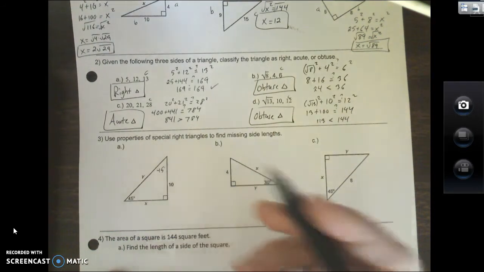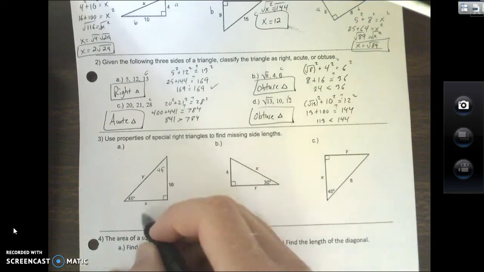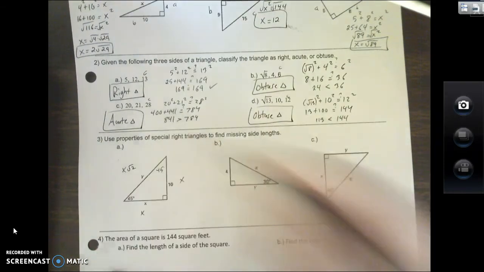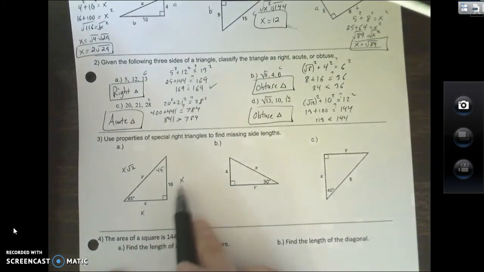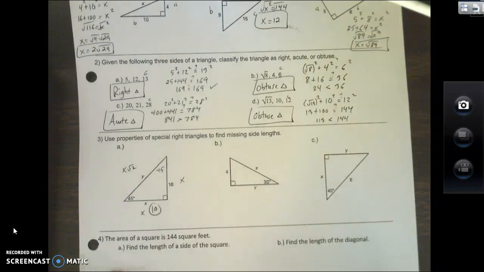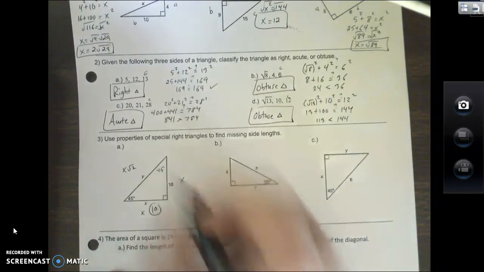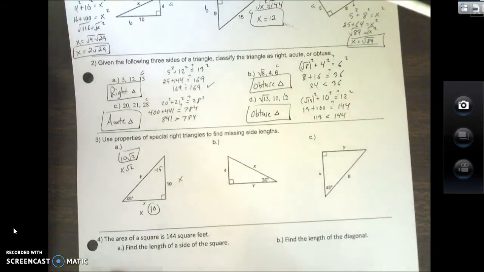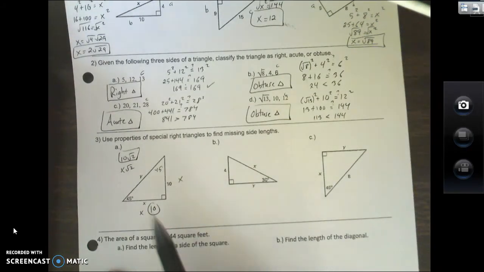I should just make a video of me just saying that over and over again. So across from 45 is x root 2. So this is x. Ooh, we get lucky here. X equals 10. So that means this has to be 10. And then over here, you plug it into your ratio, 10 root 2. So again, x root 2, 10 root 2.